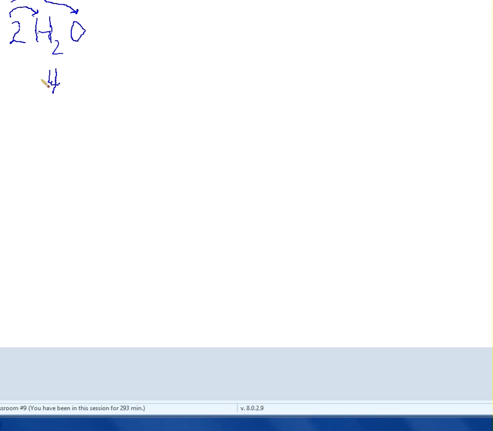Let me see if I can get this for hydrogens. It doesn't seem to be working really well today. And that 2, remember, not only does it have something to do with this subscript, which we ended up multiplying, the 2 times the 2, that 2 also tells me that I have 2 oxygen atoms.